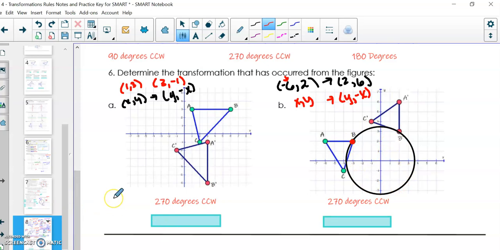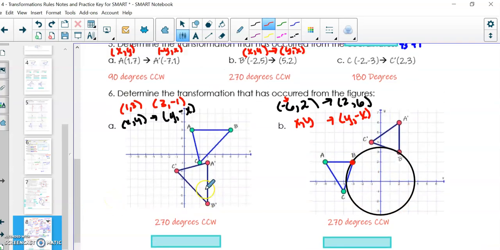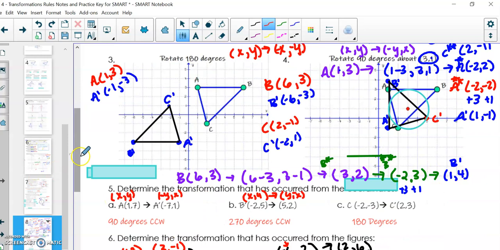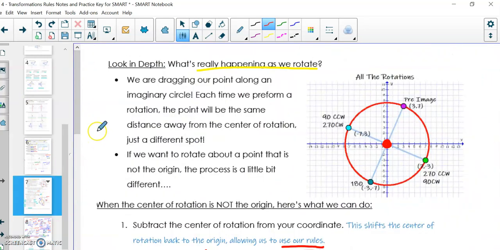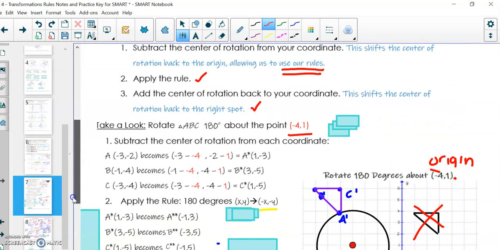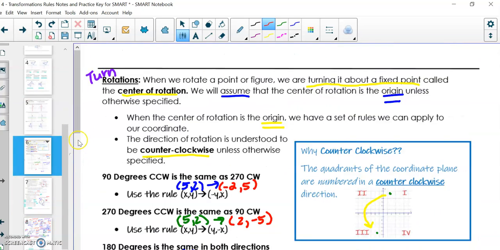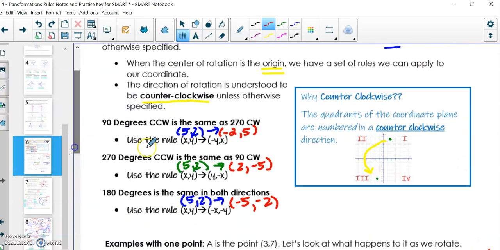All right, that is it for rotations. These rules are really important to refer to and to memorize. Where did the rules go? There they are. These rules are super important. All right, so give the practice page a try and let me know what questions you're having.